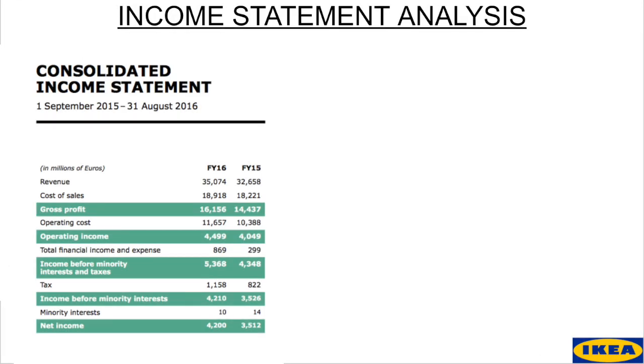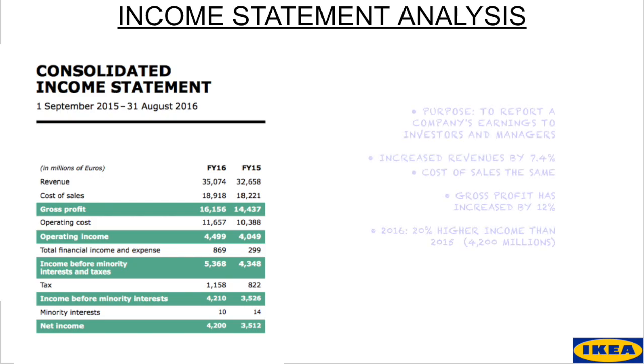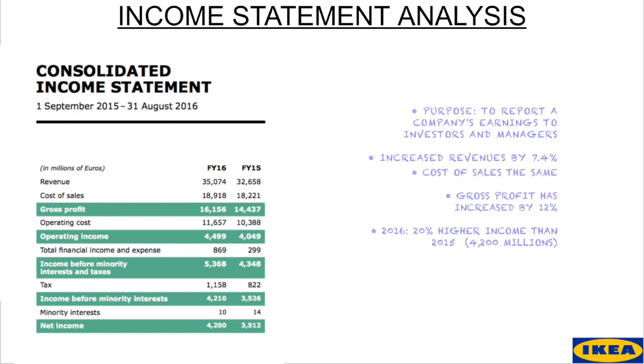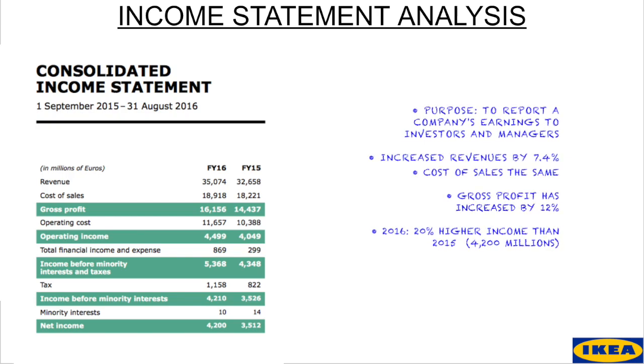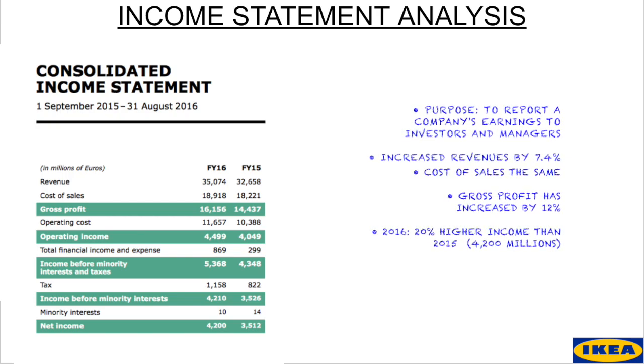To begin with, let's review what an income statement is. The primary purpose of any income statement is to report a company's earnings to investors and managers over a specific period of time. Before going deeper, let's look at the data available in the IKEA website.